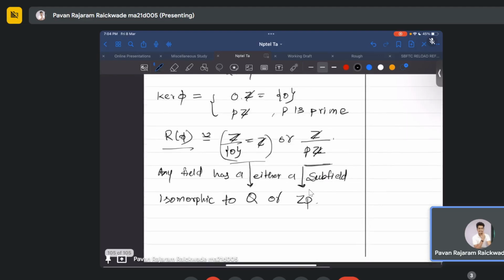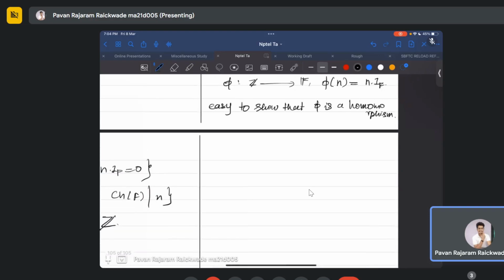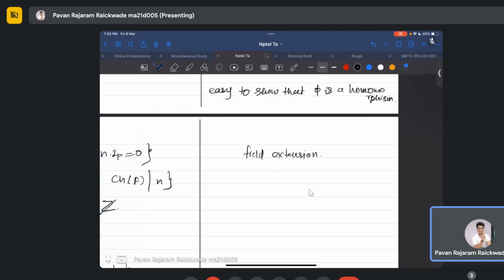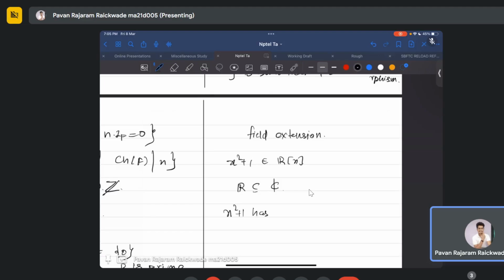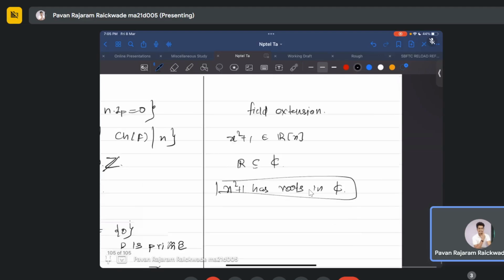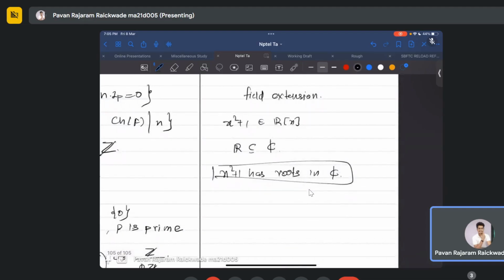Okay. So now there are concepts of field extensions. See, if you consider the equation x^2 + 1 in R[x], this is a polynomial which doesn't have any roots in R. But on the other hand, R is contained in C, the complex numbers, and x^2 + 1 has roots in C. So this is a very important observation.